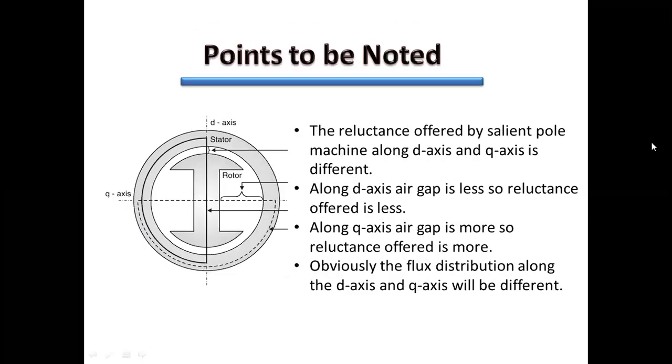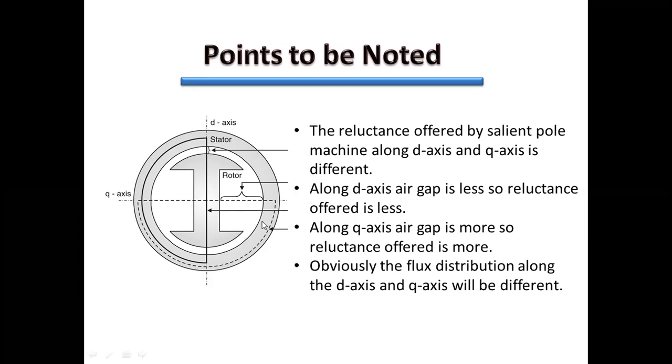Now the points to be noted. The same diagram is drawn here, direct axis, quadrature axis. As we have seen, since the air gap is different along the two axes, the reluctance offered by the salient pole machine along the D axis and the Q axis is going to be different. Along the direct axis, since a small air gap is present, the reluctance offered for magnetic flux is less. Along the Q axis, it will be more.